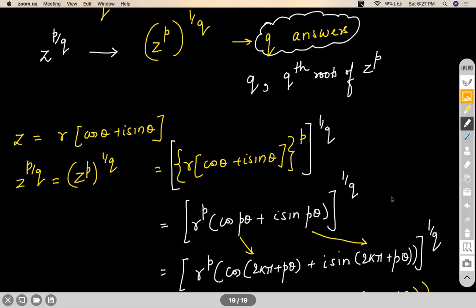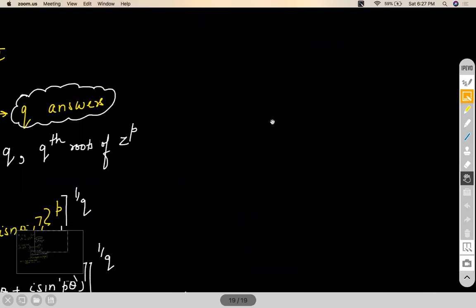No, my k above is not any integer. Your k is any q consecutive integers. Preferably, you can write it as 0, 1, 2, 3, 4 till q minus 1. Let me give an example. You'll understand from that example. Okay, so let's take a question.